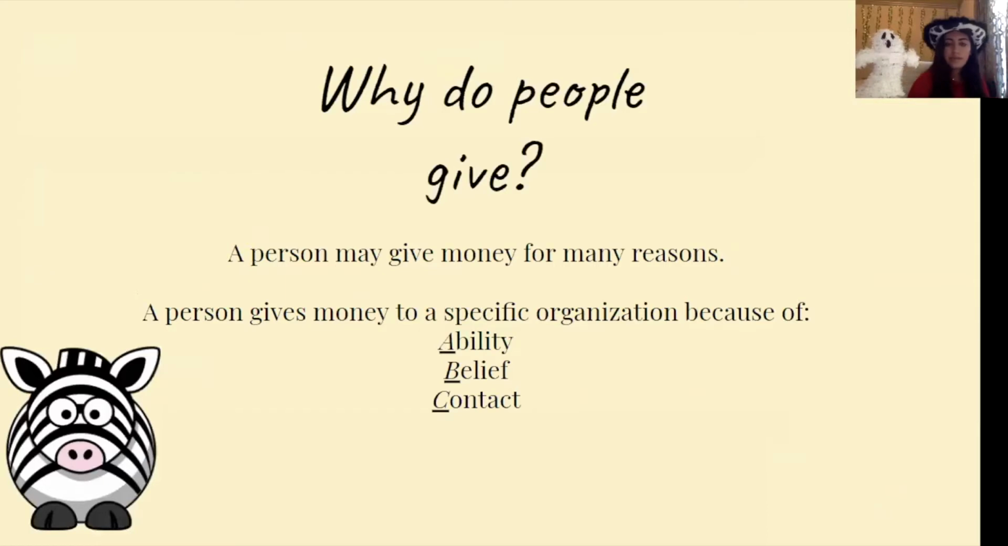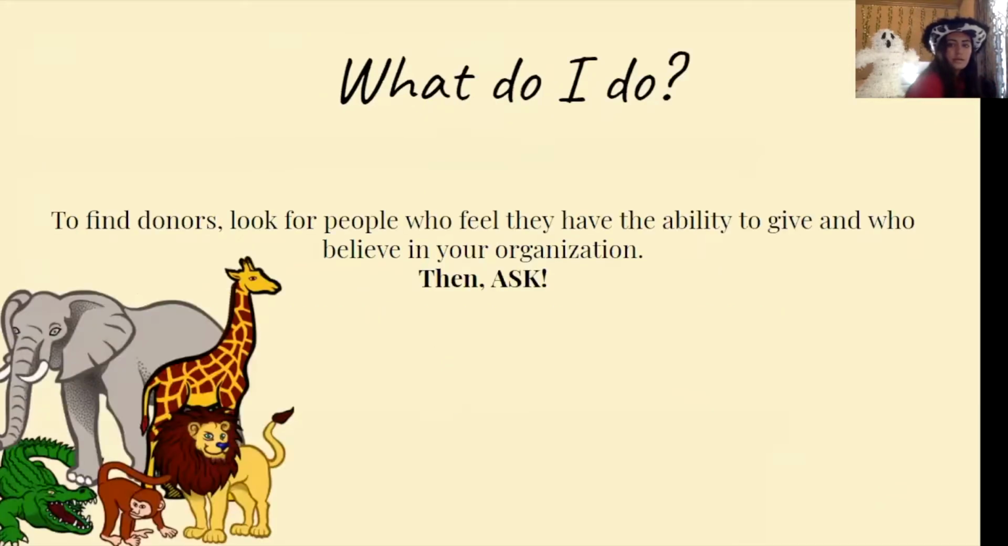Why do people give? A person may give money for many reasons. This is the ABC, a person that gives money to a specific organization because of ability, belief, and contact. And then I think we talk about it again in the next slide. Oh yeah, what do you do? Find donors, look for people who have the ability to give and believe in your organization, and then ask. That's the hard part, but we'll get to that and how you can overcome your social anxiety.